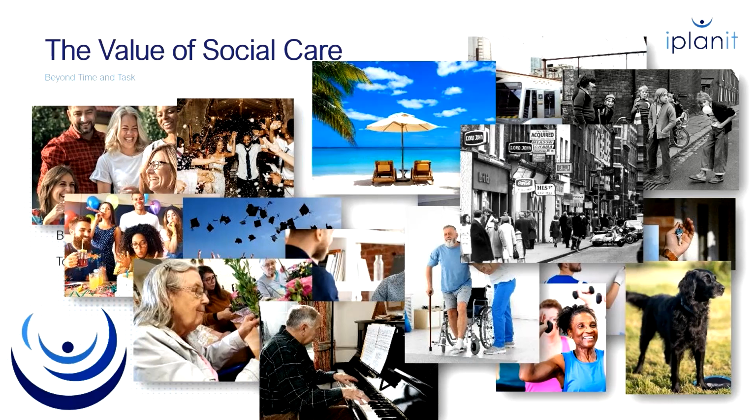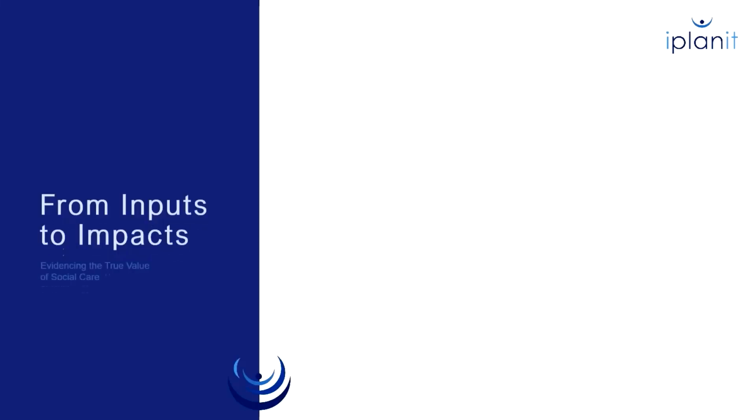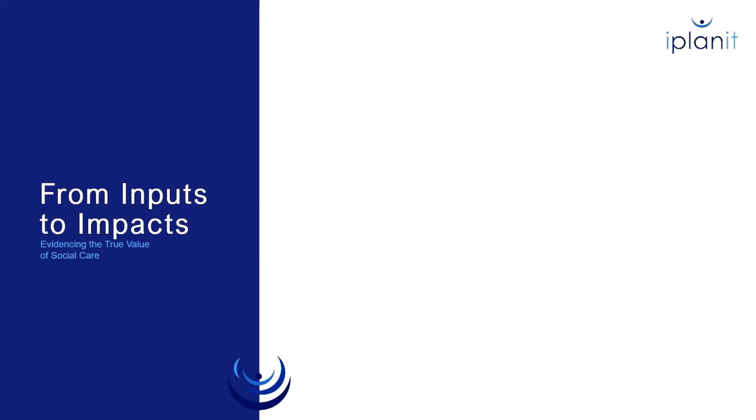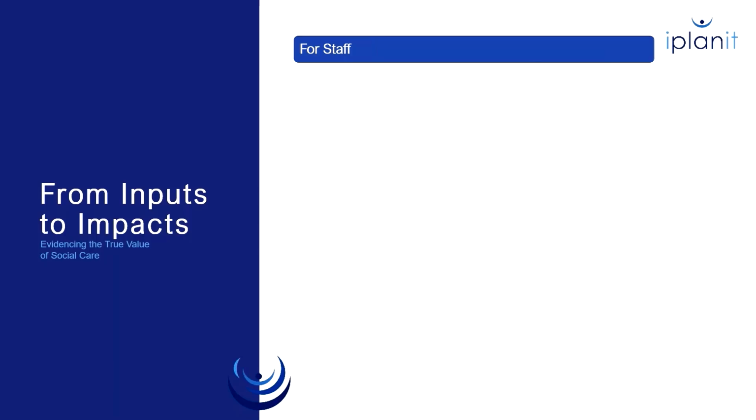We know this, but those traditional approaches, I think we do ourselves a disservice. So what we've tried to do, and what we have done within iPlanit, is move away from just measuring inputs and move on to the impacts of service. We want to evidence the true value of social care. For staff, this means we're moving away from just how we're going to support someone to also why we're supporting them. What are we trying to achieve? What does the person want? How can we support them to achieve it?